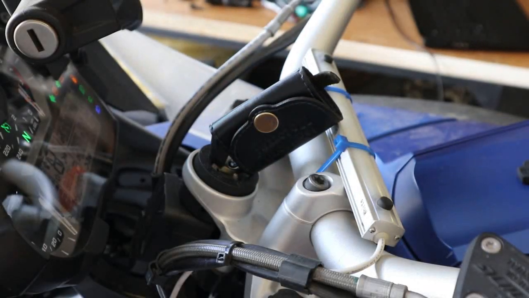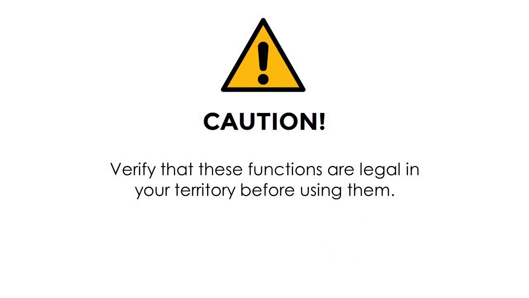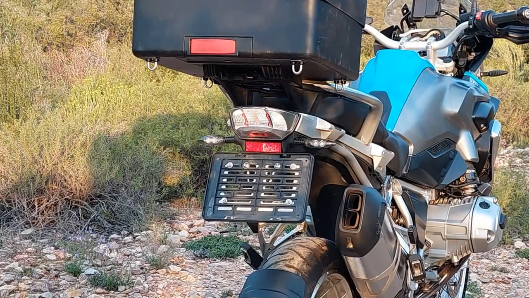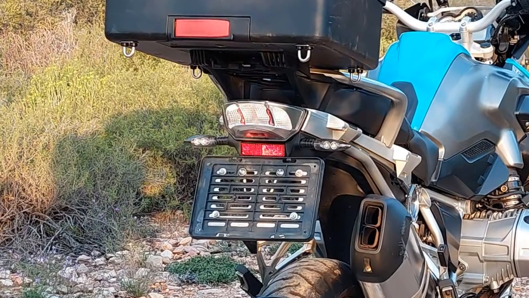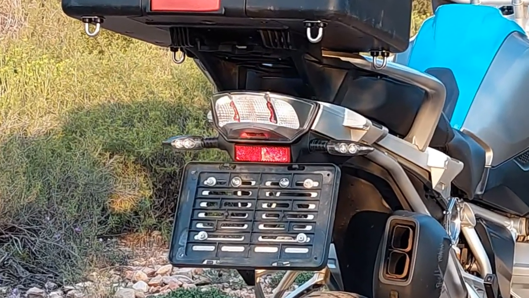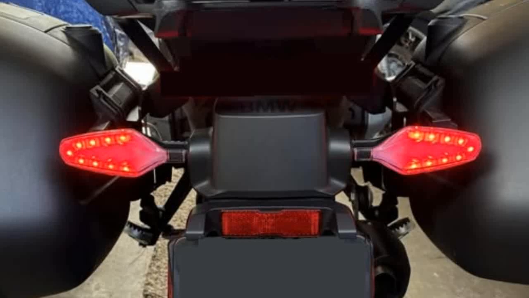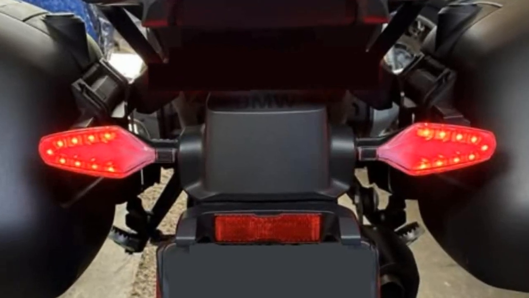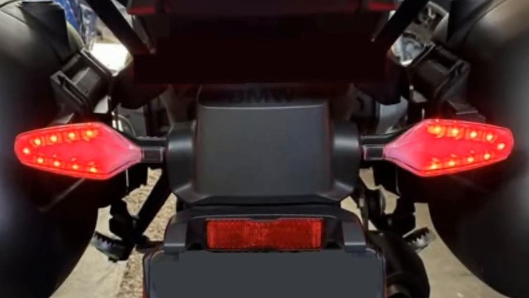The settings in this section affect the function of the motorcycle's direction indicators. Verify that these functions are legal in your territory before using them. The body controller's coding functions section contains options to set the motorcycle's direction indicators to act as auxiliary running lights. In this context, the indicators are called cruising lights.